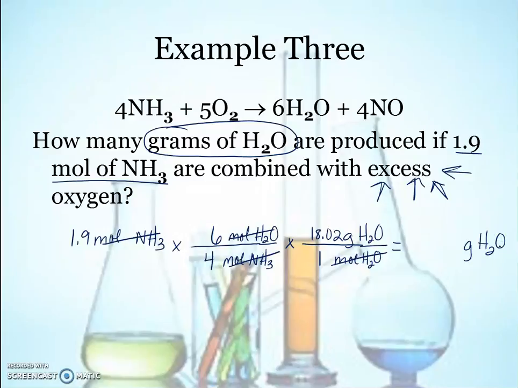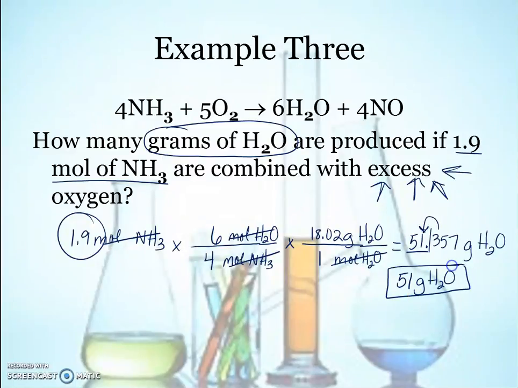So we plug it into the calculator. 1.9 times 6 divided by 4 times 18.02. And the calculator gives you something like 51.357. We have 2 significant figures, so we want to make sure we have 2 significant figures in our answer. The 3 does not make the 1 change, so it's going to be 51 grams of water. So we can make 51 grams of water if we use 1.9 moles of ammonia.